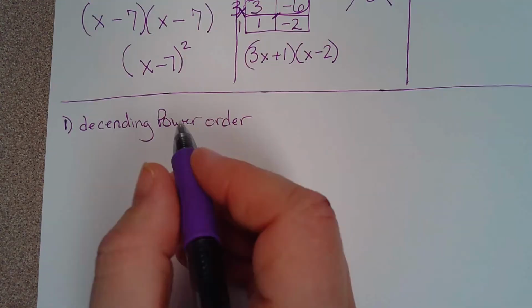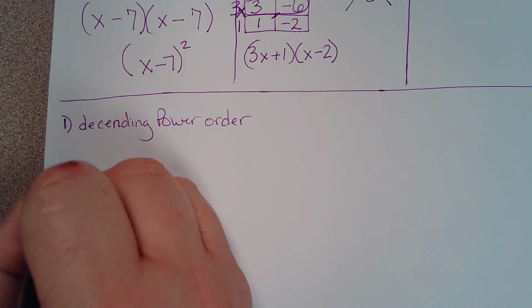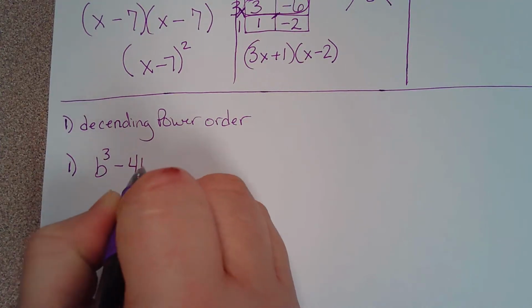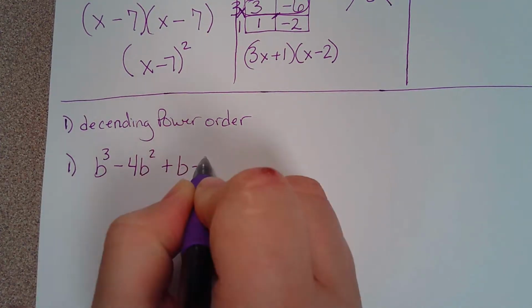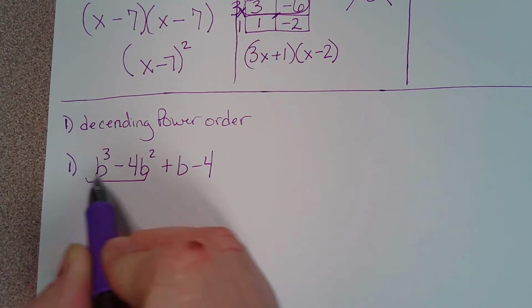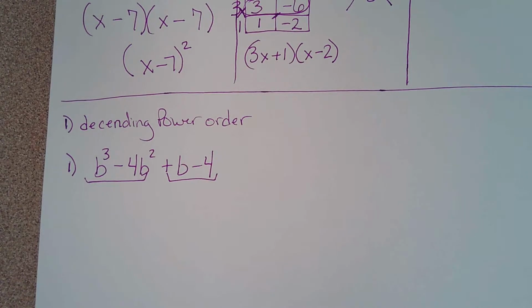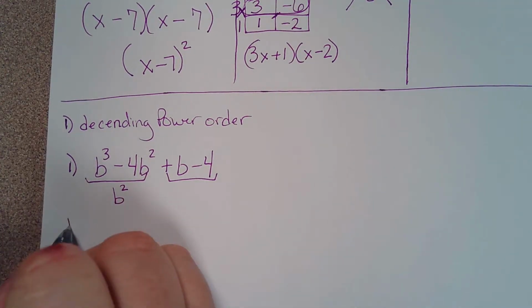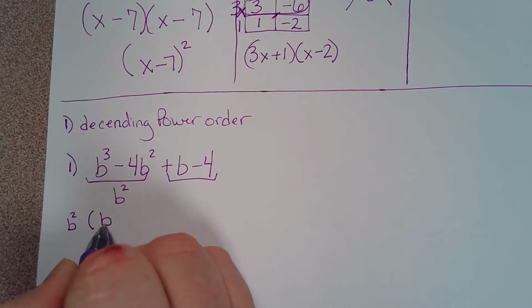In your note packet, look on page 242, number 1. We have b cubed minus 4b squared plus b minus 4. Factor by grouping states that you can't look at this and pull something out of all of them, okay? It's because the last one does not have a b. So what we do here is, if we group the first two and we group the second two, we should be able to pull them out individually. If you look at this, both of the first two have a b squared in common. So we take out a b squared, and I have b squared times the parenthesis b minus 4.